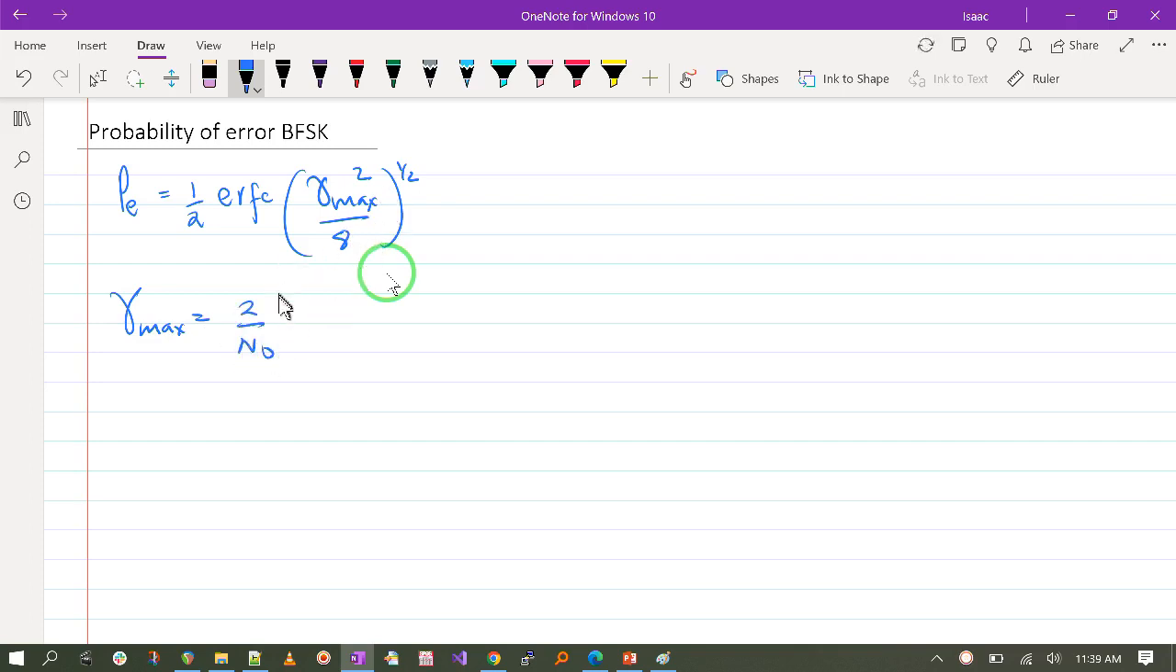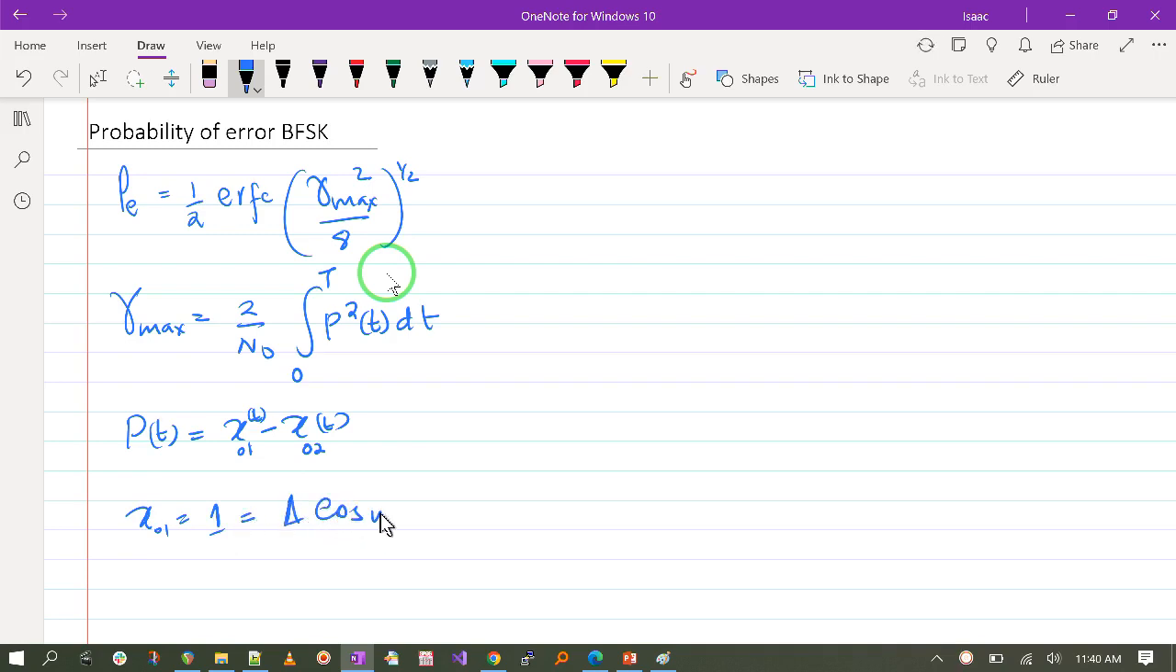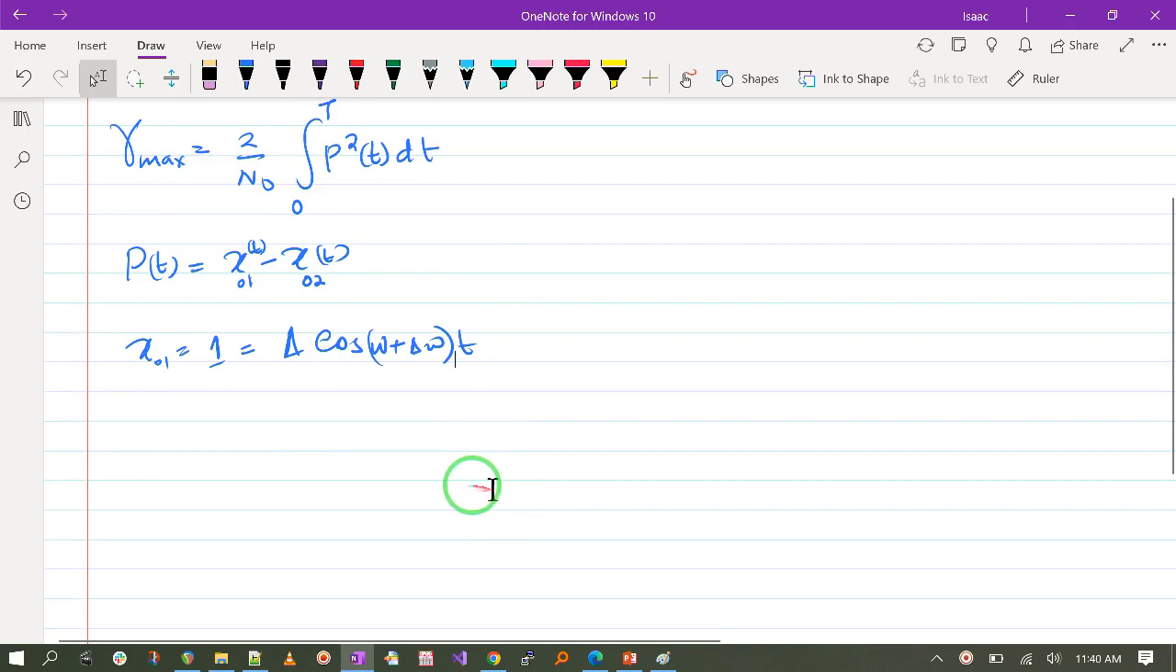which is the reciprocal of the noise power spectral density, integral from 0 to T of p squared t dt, where p of t is given by x1 minus x2, which are the two signals that we are transmitting. And we know that x1 for FSK, which represents symbol 1, is represented by a cosine function of amplitude A with a change in omega t, where we can represent it as A cos of omega 1 t.